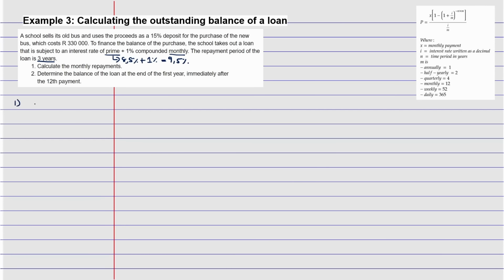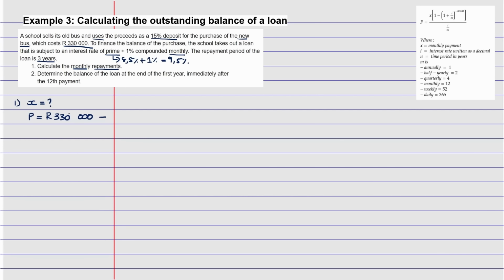So number one here, X is going to be the one that we're looking for because we're looking for the monthly repayments, right? Then here, P is going to be the amount of loan that we need to take out. So remember the fact that they said that the school uses the proceeds to pay a 15% deposit on the new school bus. And we know that the school bus is going to cost 330,000, right?